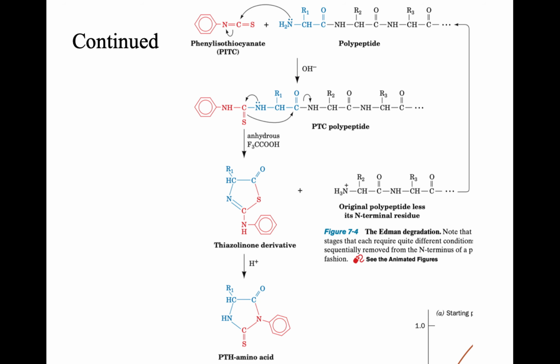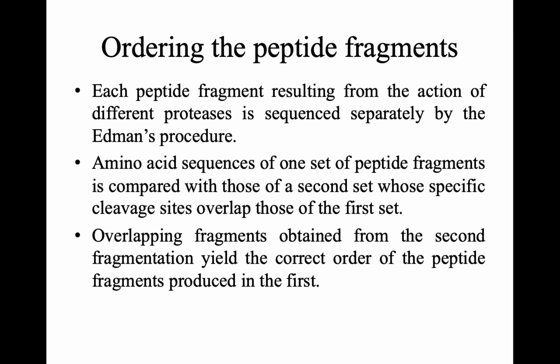Now after the sequencing, we are going to get the sequence information of the different peptide fragments. Those peptide fragments have to be arranged, and we need to deduce the entire amino acid sequence of the polypeptide chain. In this case, each peptide fragment resulting from the action of different proteases is sequenced separately, as we discussed earlier, with the help of the Edman procedure.